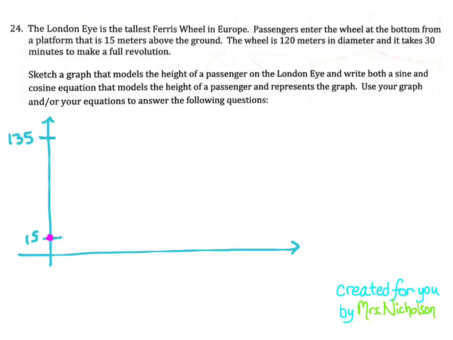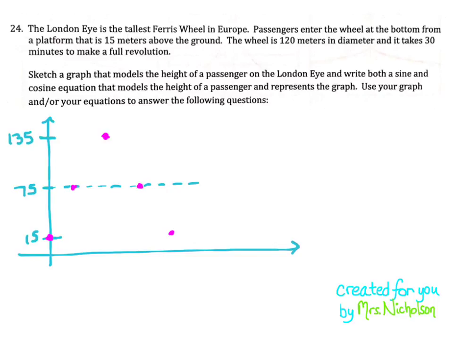Now we need to figure out where the midline is. If the diameter is 120, then half of that would be 60. So that's going to give me my midline. If I add 60 to 15, that would be 75. And so at 75, that's going to be the midline of our graph. So we're going to start at 15. It's going to go through the middle, reach a maximum, come back down through the middle, and then bottom out down here.